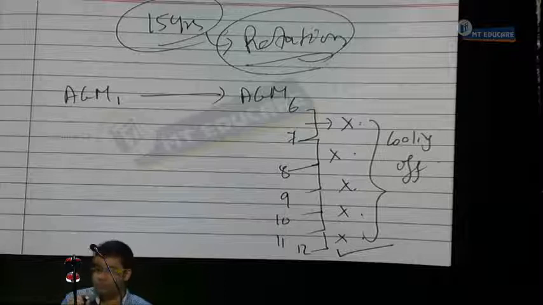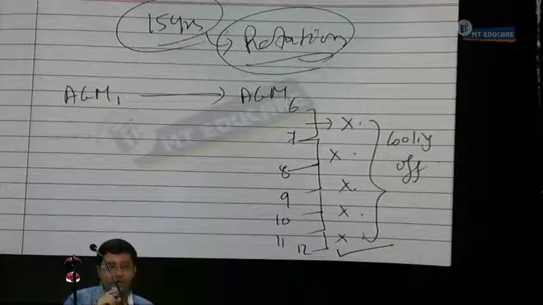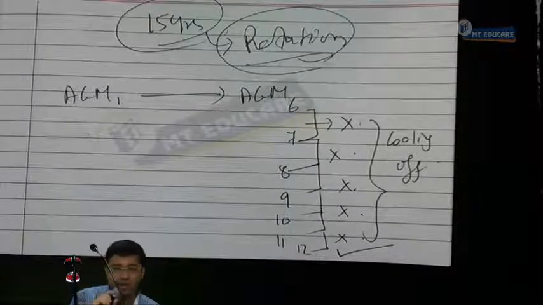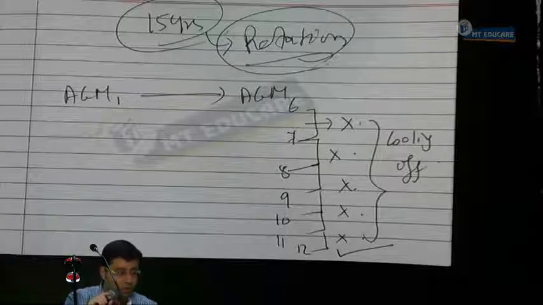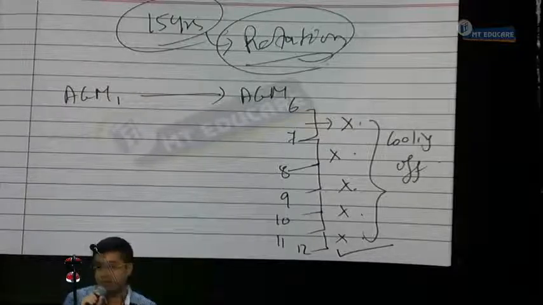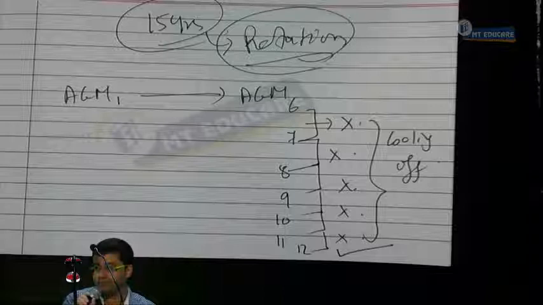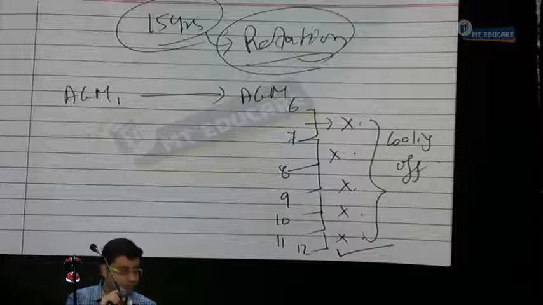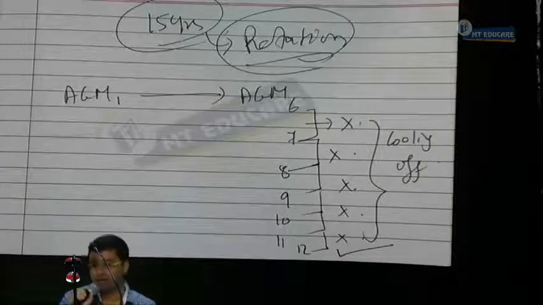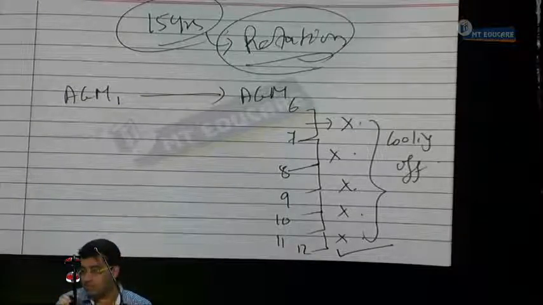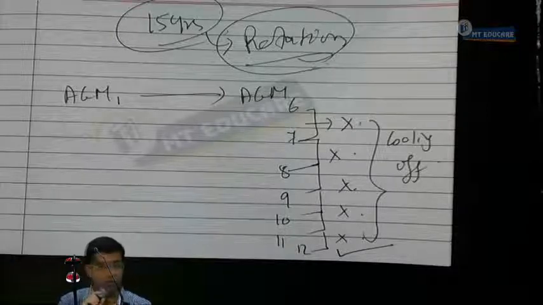However, he can be appointed as an auditor in a different company, which is not a related company. Please underline, which is not a related company. Now you all know what's a related company. It's a subsidiary or an associate company.